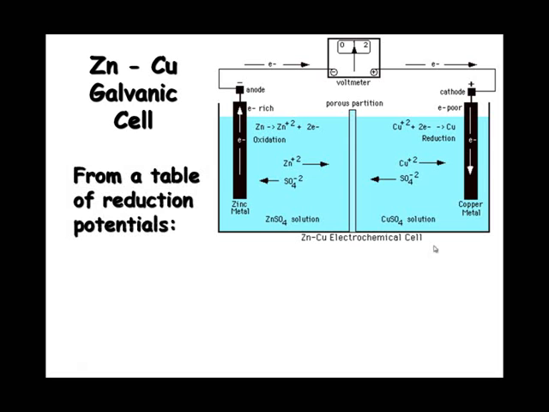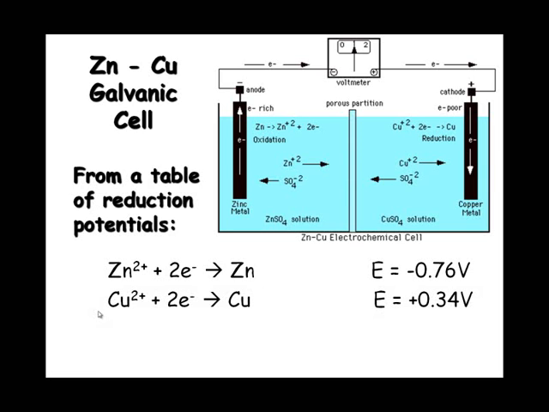We can look at the table of reduction potentials for zinc and for copper. Now this is an oxidation reaction. When we turn it around, we get the reduction reaction. What we see is the reaction for zinc, this one turned around: Zn2+ plus 2 electrons gives us zinc metal, at negative 0.76 volts. Cu2+ plus 2 electrons gives us copper. This is the reduction reaction, and it gives us a potential of 0.34 volts.